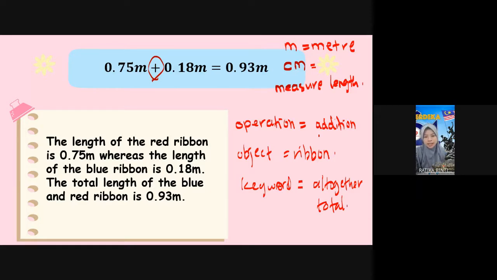Sama ada awak gunakan cerita yang cikgu bagi secara lisan tadi ataupun yang ni. The length of the red ribbon is 0.75 meter, whereas the length of the blue ribbon is 0.18 meter. The total length of the blue and red ribbon is 0.93 meter. So the keyword that I use here is the total length. Total lah. Okay. Tengok cikgu masukkan semua nombor dekat sini. 0.75, 0.18, 0.93. All three numbers in the number sentence I've included in my stories.